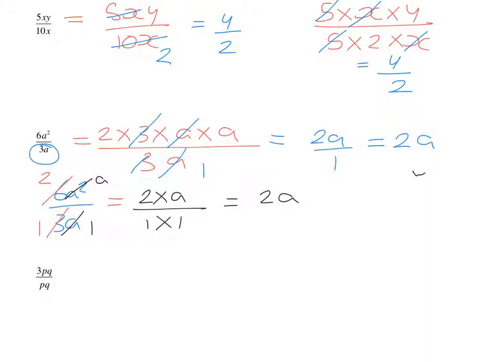In the final example in this section, 3pq divided by pq, both the numerator and the denominator can be divided by p, and the numerator and denominator can both be divided by q as well, leaving us with 3 over 1, or simply 3.